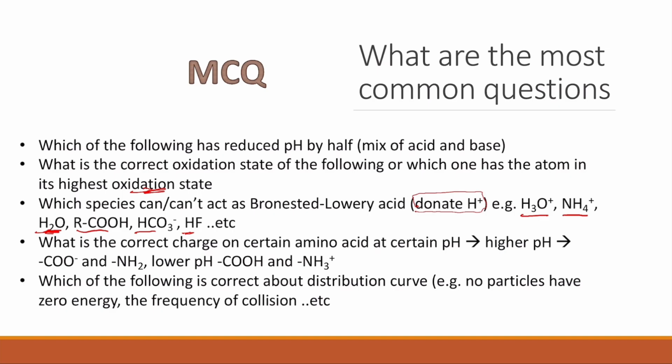What is the correct charge on a certain amino acid at a certain pH? Very common in the exam. Remember, at higher pH, the carboxylic acid will exist as carboxylate. It will lose the proton, and the amine will remain as it is as NH2. However, at lower pH, when it's acidic condition, the carboxylic acid will remain as COOH, while the amine will be protonated.